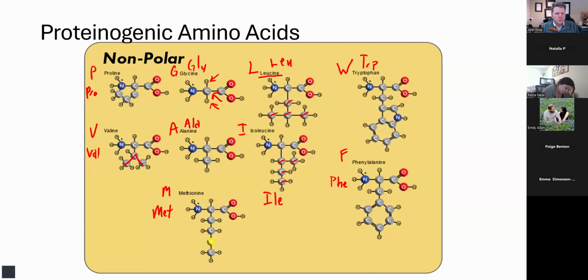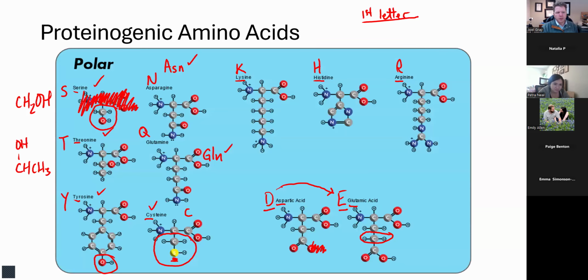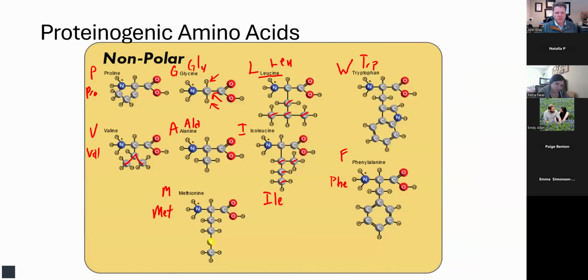So methionine is our other amino acid that has a sulfur in the side chain. The biggest difference between methionine and cysteine, and people have a tendency to mix these two up, is that cysteine has this thiol group, this SH, whereas methionine has a methyl group on the other side of that sulfur. Tryptophan is our 2-ring structure, and phenylalanine is just the benzene ring. It's tyrosine without the OH.